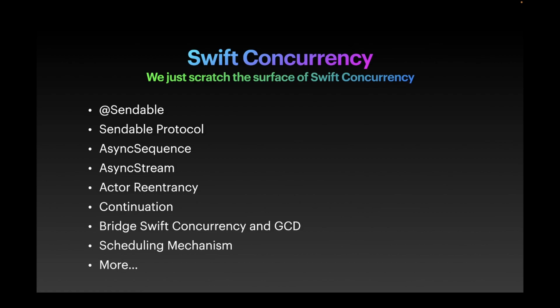It's not going to happen. But the actor has reentrancy, so reentrancy is a really complicated thing. What I'm saying right now is just a use case for reentrancy: the actor can actually solve the priority inversion problem and prioritize things for you. Also, continuation is another big concept in Swift concurrency.